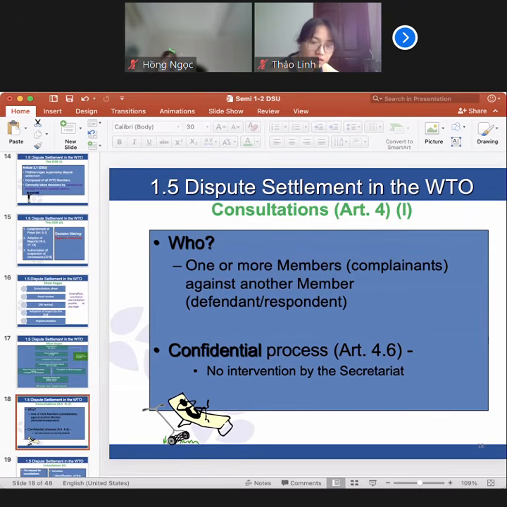You may have a look at that. Maybe skimming through the text. Then to have a very basic idea about that, and then we may discuss it later. Article 4 on consultations.